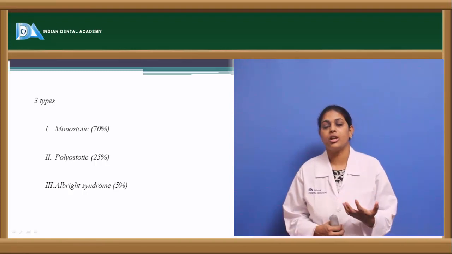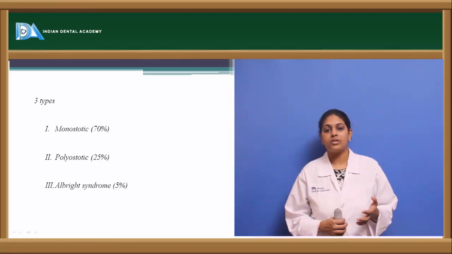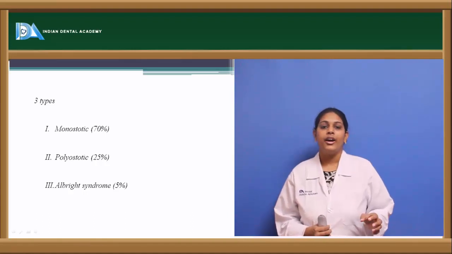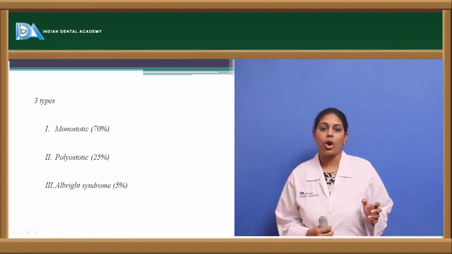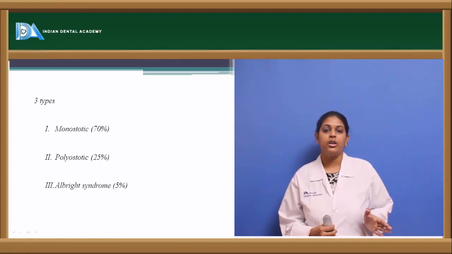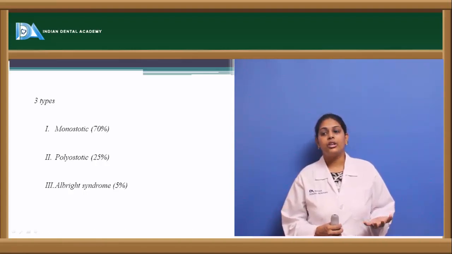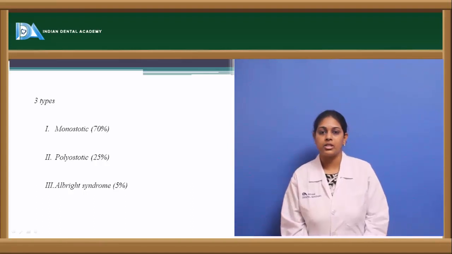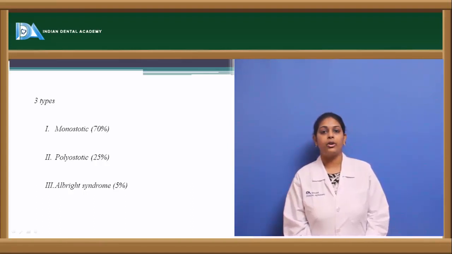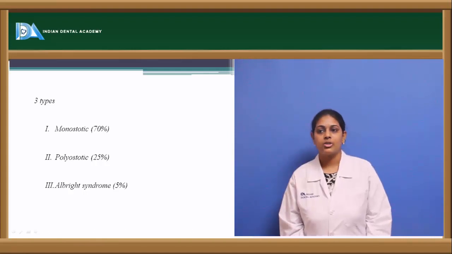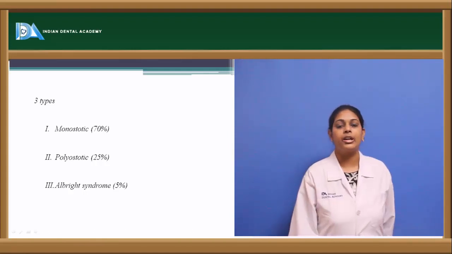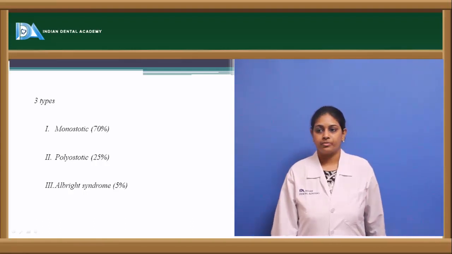Coming to the third type, it is Albright syndrome, which constitutes 5% of all fibrous dysplasias. It is a syndrome, so it means that it not only involves the fibrous dysplastic condition, but certain other groups of symptoms can also be seen. It is usually seen in the prepubertal age, where the patient might manifest with precocious puberty. Other than that, polyostotic fibrous dysplasia can be seen, and certain endocrinopathies can also be seen in these conditions. So these are the three clinical patterns of fibrous dysplasia.